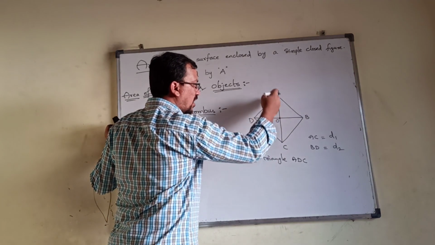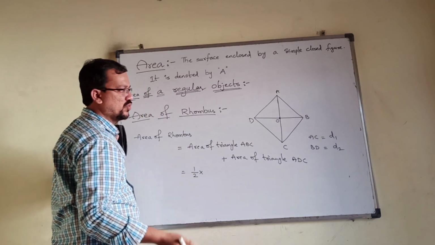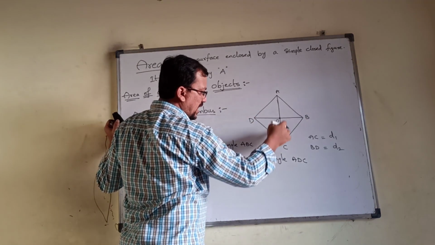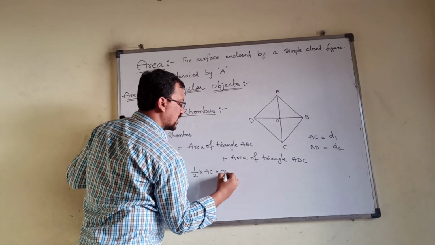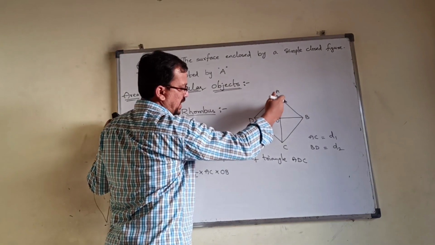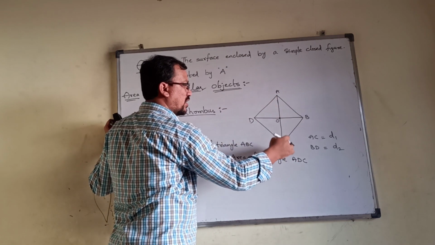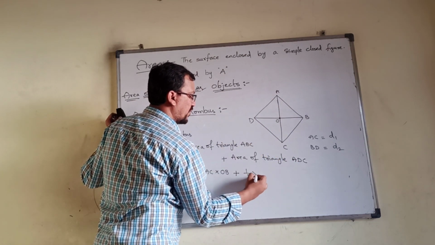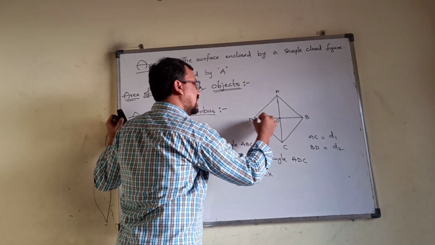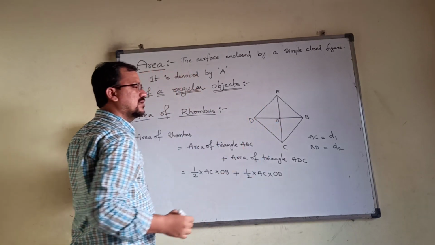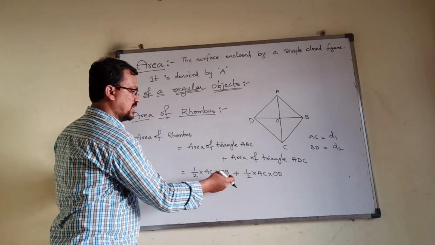What about the area of the triangle ABC? Just now we found that it is half into base into height. For this particular triangle, AC can be taken as the base and OB as the height, plus the area of triangle ADC: half into, for this triangle, AC is the base and OD is the height. So I have taken both the triangles and given their designations.